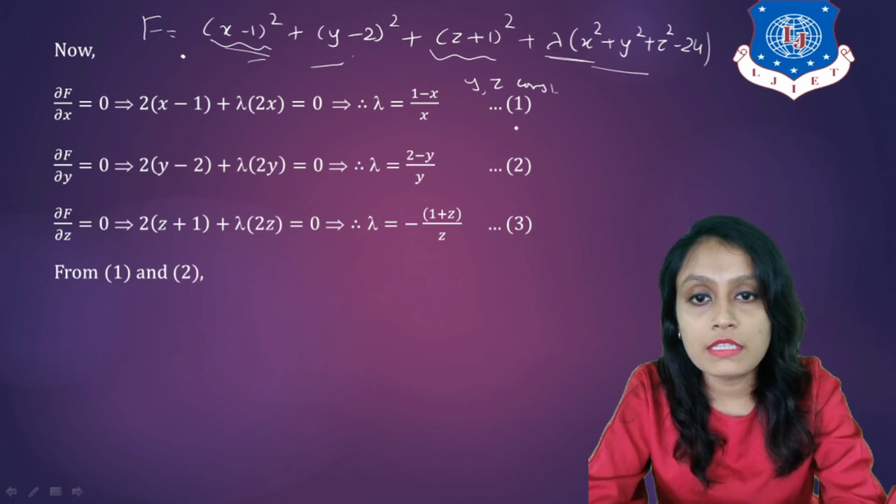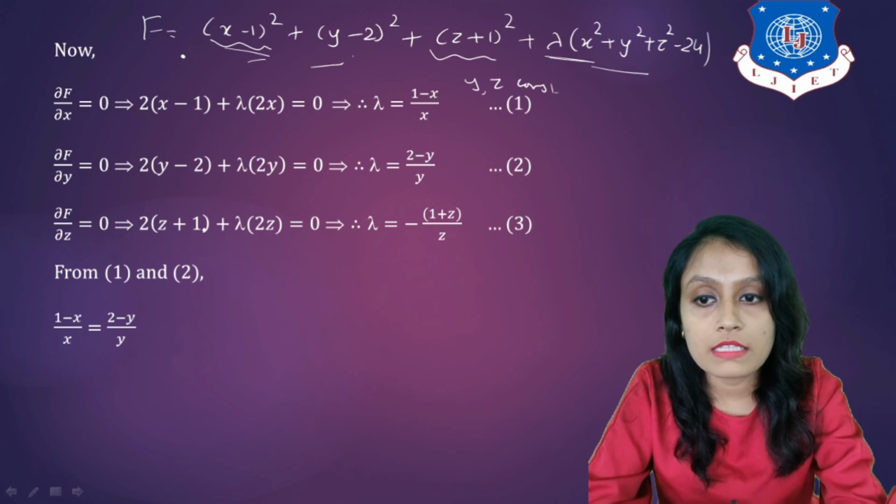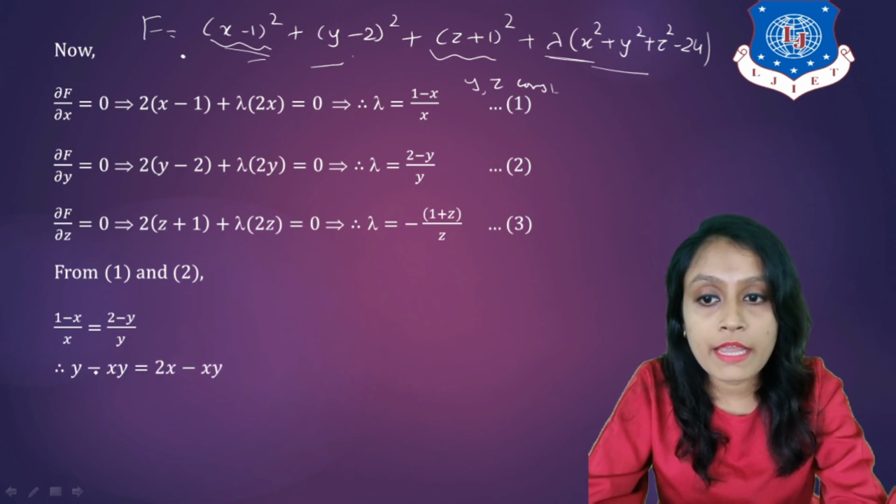Now we have to equate equation number 1 and 2. So on equating you will get (1 minus x) upon x is equal to (2 minus y) upon y. Okay, cross multiply, so you will get y minus xy is equal to 2x minus xy. This xy will get cancelled, so from here you will get x is equal to y by 2.